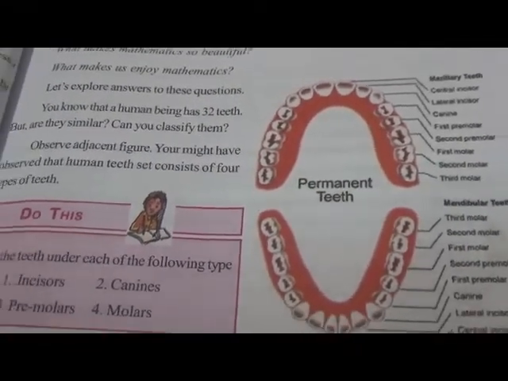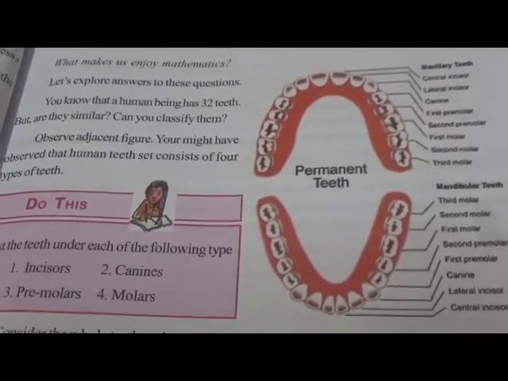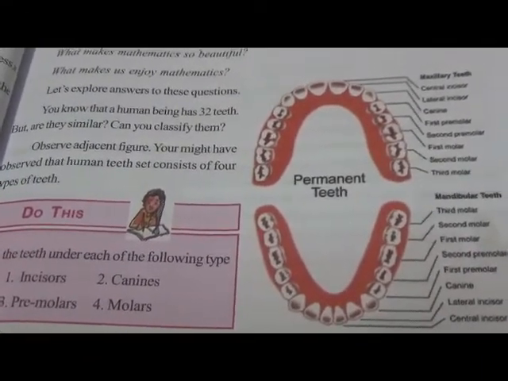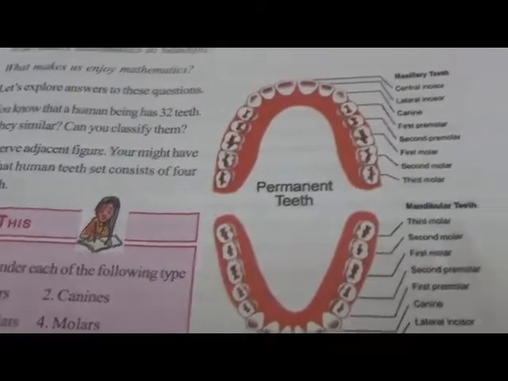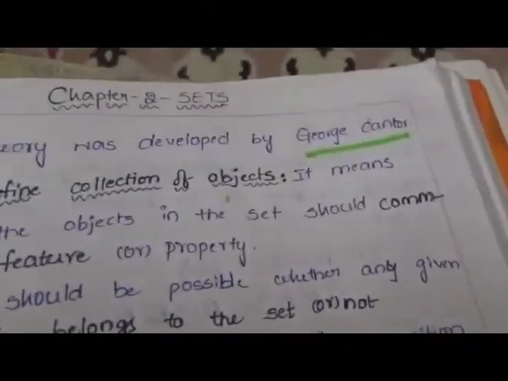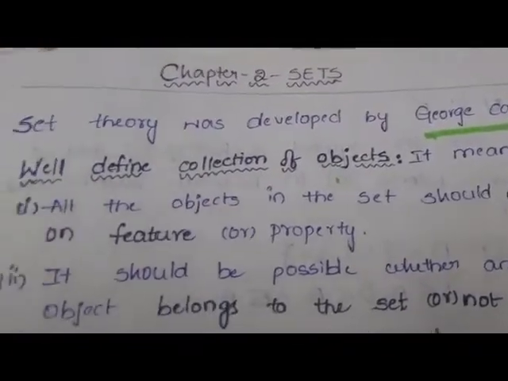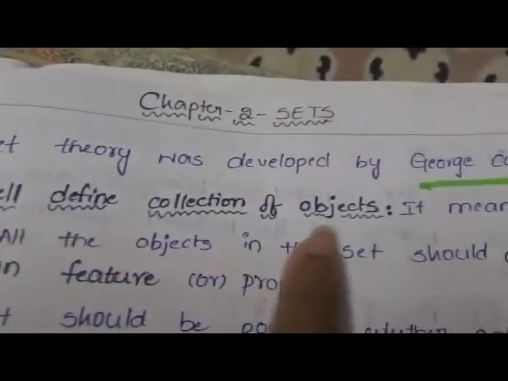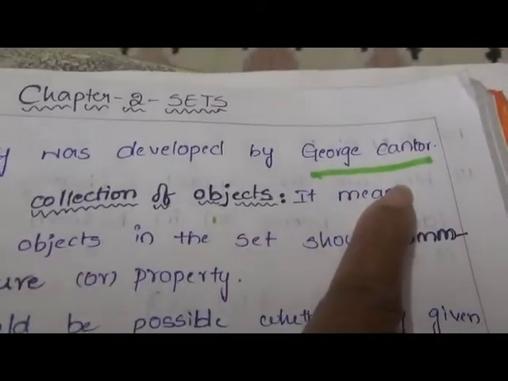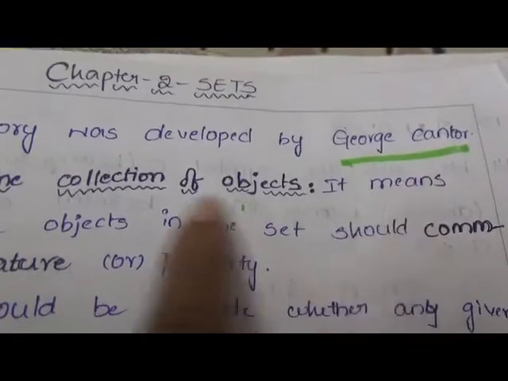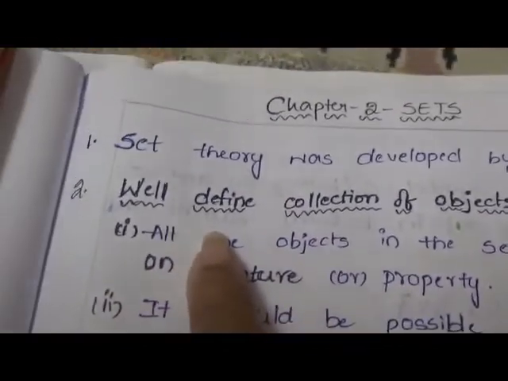So you just make the notes perfectly to understand this chapter. Okay, let's start our notes. The first point is that set theory was developed by George Cantor. He developed this set theory.